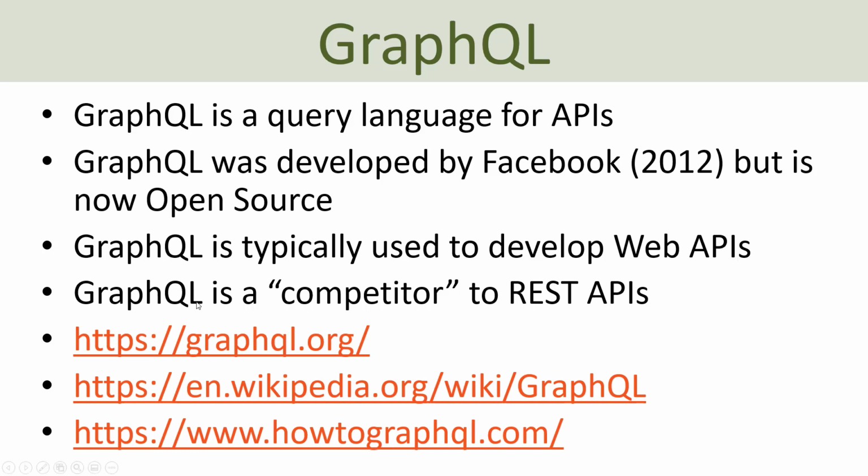And you could say GraphQL is a competitor to REST APIs, which is also very popular in Internet of Things applications. You can find more information about GraphQL on these web pages.